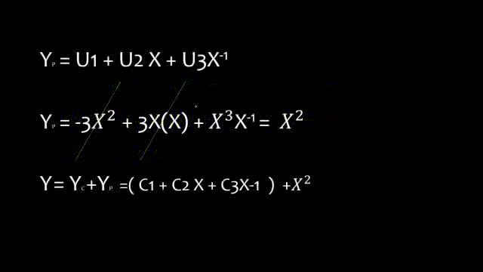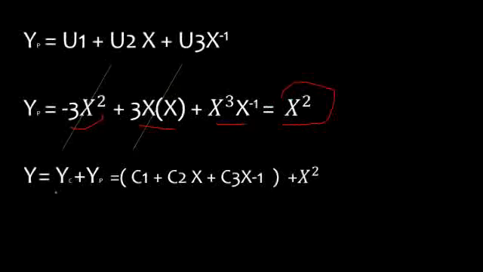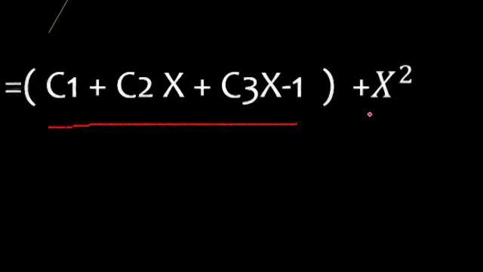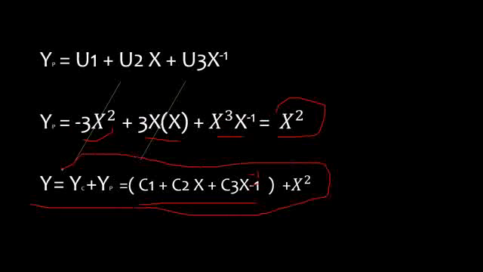So we now have the values, so we'll be able to get the particular integral, or the particular solution, by substituting the values of u1, u2 and u3. So we have this, and we found out this is x squared. So we now have the general solution, which is equal to yc plus yp. Our yc is constant 1 plus constant 2 x plus constant 3 times x to the negative 1, plus x squared. This is now our general solution.